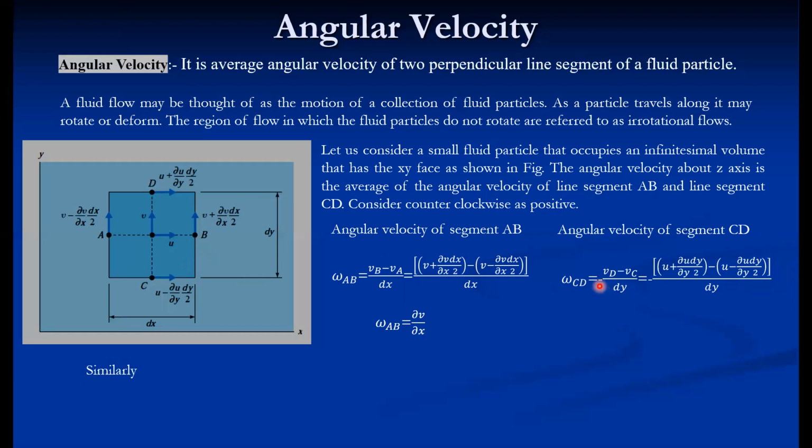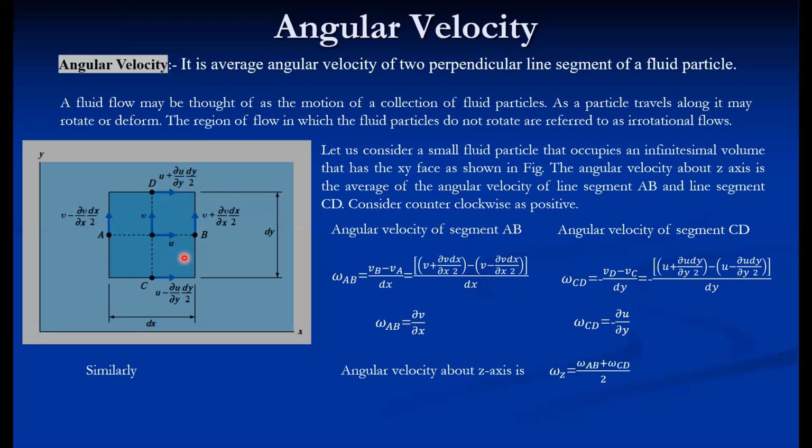Now, in this case, the negative sign is used because if we see the rotation, obviously the velocity at D is greater than velocity at C. So this particular line segment rotates in clockwise direction because this point moves at a faster rate than this point. Clockwise direction we consider as a negative sign, so negative sign is introduced. After simplification, we get the value of omega CD equal to minus ∂u/∂y. So these are the values for two perpendicular line segments.